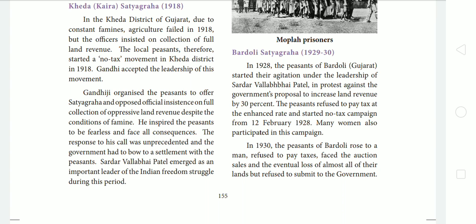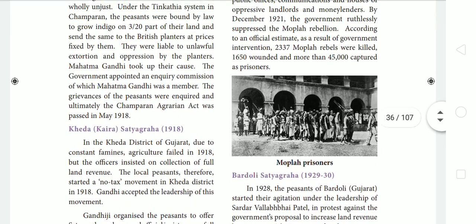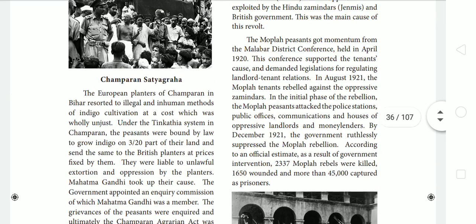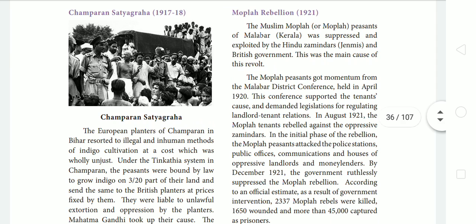Okay. So next one, the Mapla rebellion. The Muslim Mapla peasants of Malabar were suppressed and exploited by Hindu zamindars, who were known as Janmis, and by the British government. This was the main cause of this revolt.